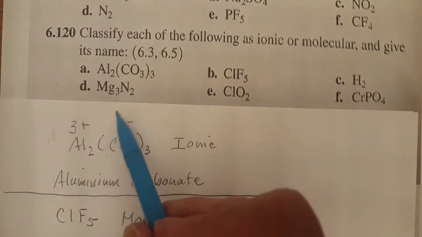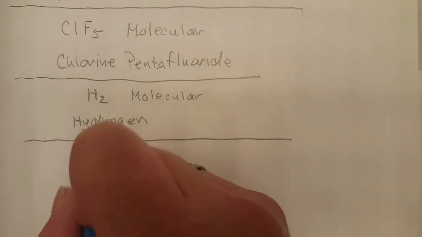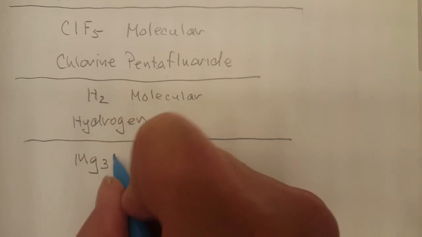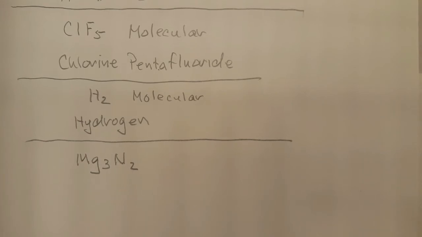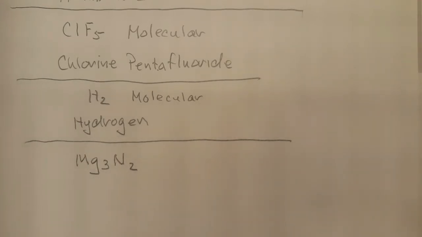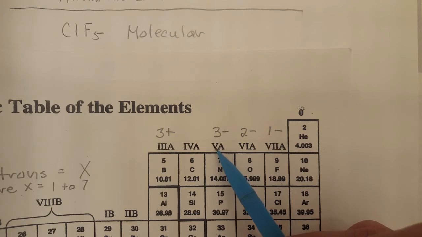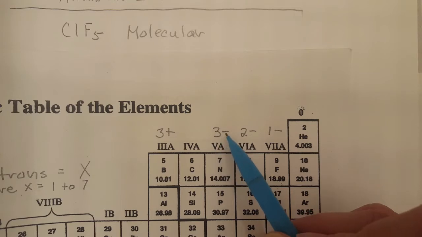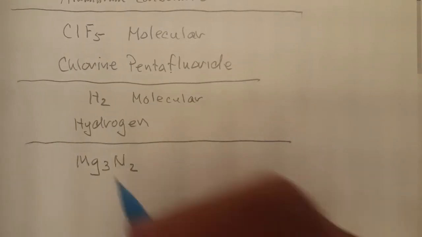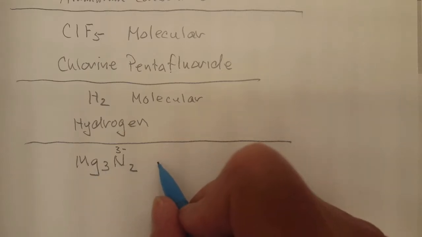Okay, let's do this one, Mg3N2. Okay, let's figure out the charges. Nitrogen, what's the charge on nitrogen? Nitrogen is under group 5A. When it ionizes and picks up 3 electrons, it ends up with a 3 minus charge. But first of all, let's ask the question, is it ionic or molecular? Magnesium is a metal, so it's ionic.